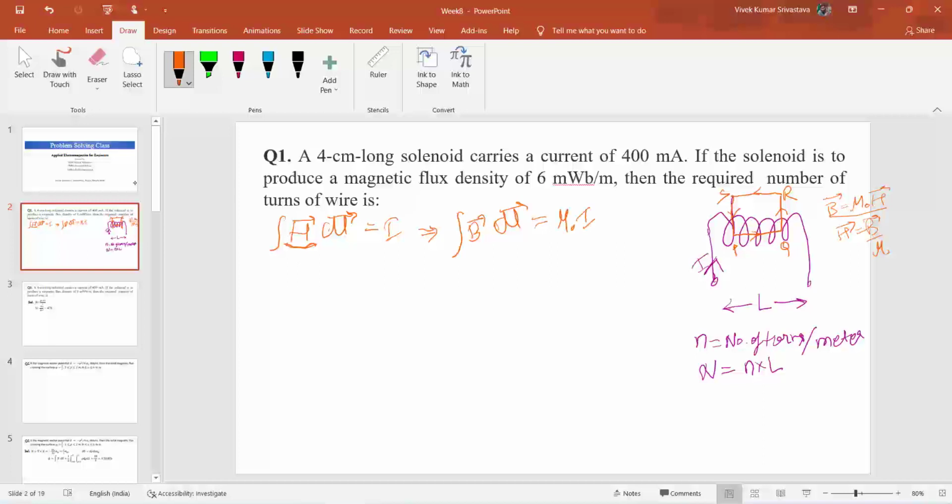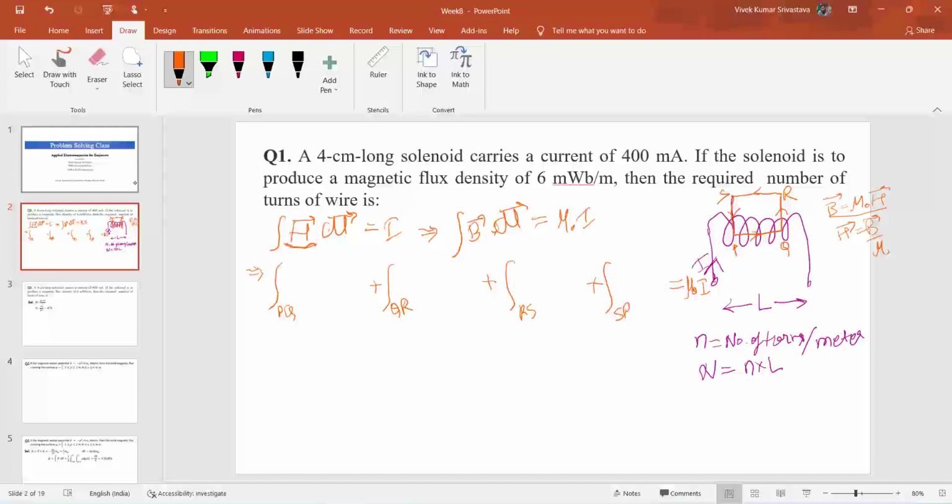Now, for determining the magnetic flux density, I will break this line integral into four paths, that is PQ, then QR, then RS, and at last SP, and this will be equal to mu naught times I.